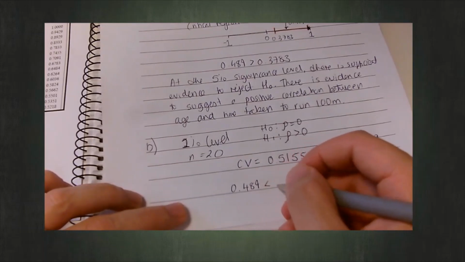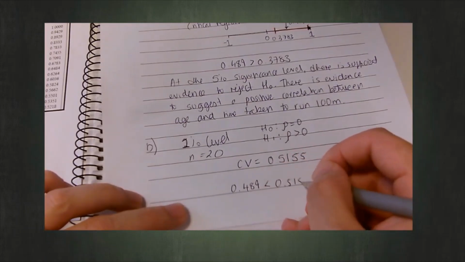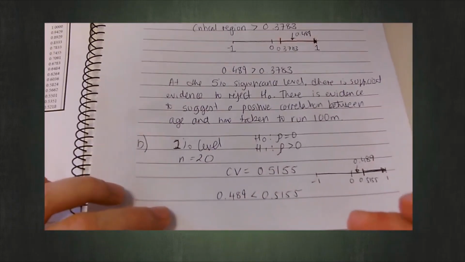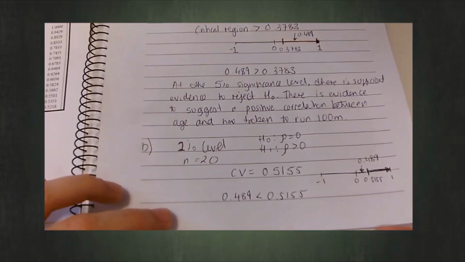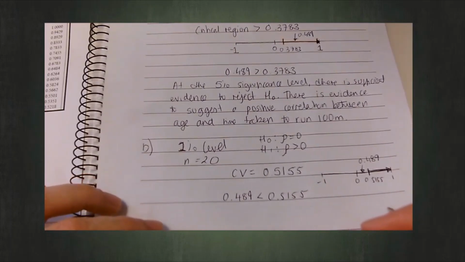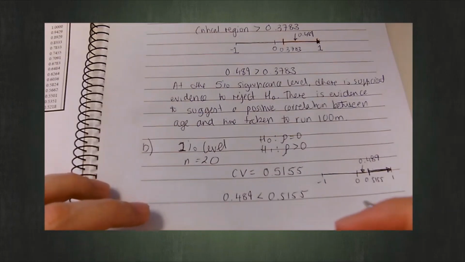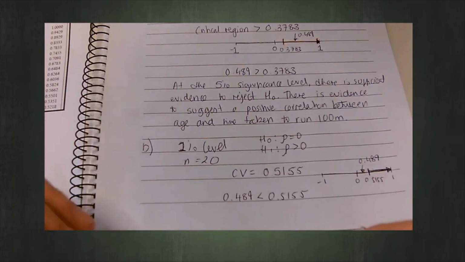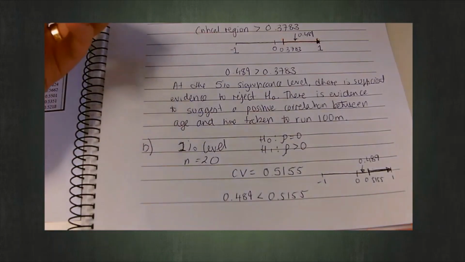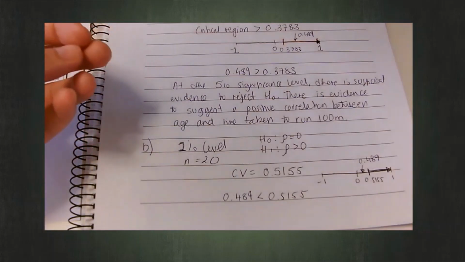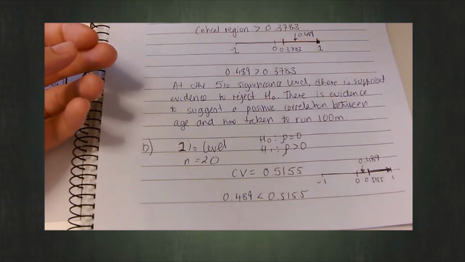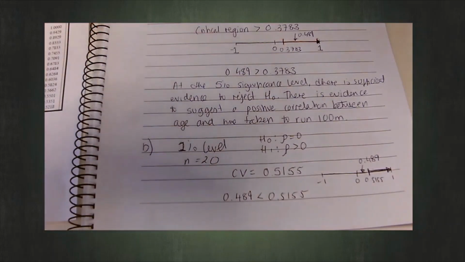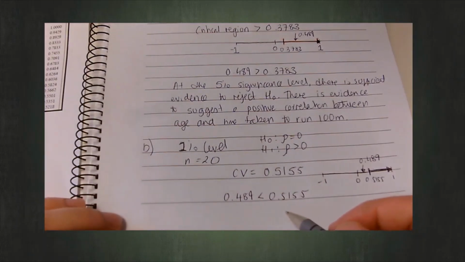So 0.489 is less than 0.5155, and that makes sense in a way, because when you drop the significance level, it basically means that the probabilities have to get lower and lower for you to accept the alternative hypothesis. So at 5%, that was fine. We accepted the alternative hypothesis. At 1%, I've increased the criteria, the difficulty now. It's not passing it now.